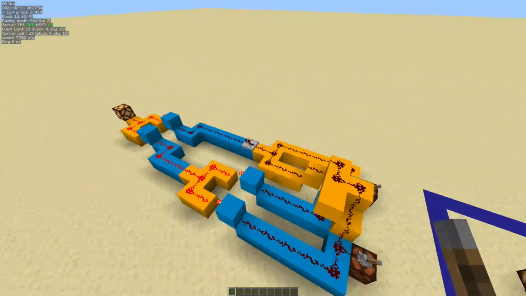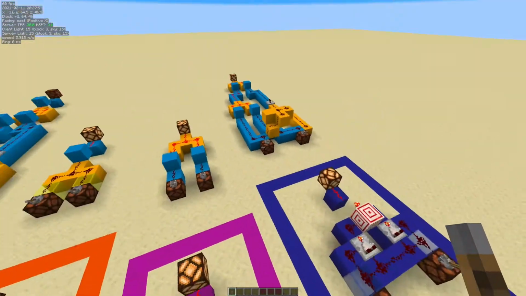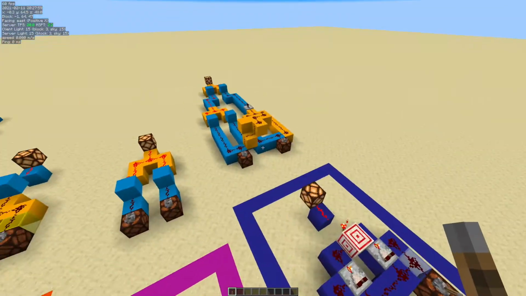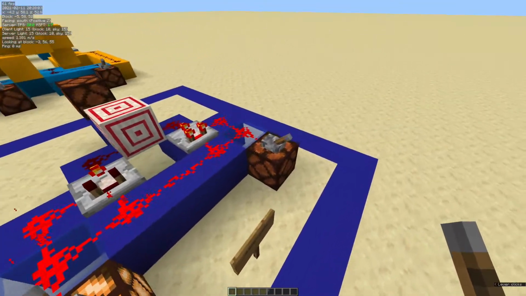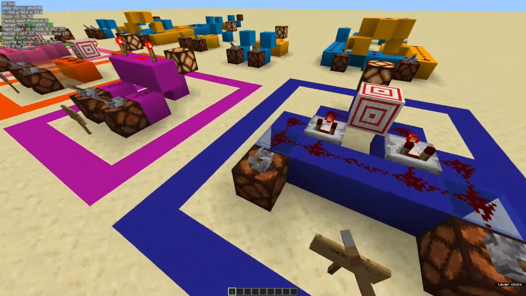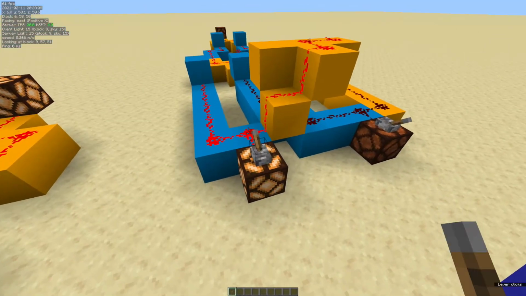And again, this monstrosity over here is an XNOR gate. This was an XOR gate, this was an XNOR gate. And as you can see, you can observe the behavior of this and the behavior of this gate.